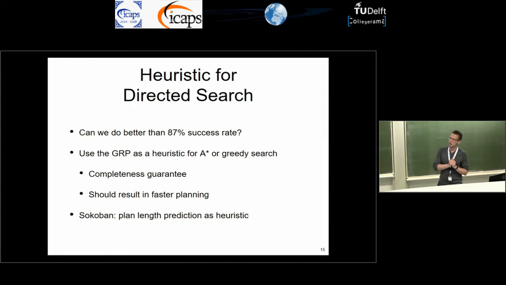And so what if we want the 100% success rate that conventional planners give us? Well, in this case, since we were able to get an 87% success rate, we know that some structure must have been learned. And so we can exploit this structure and use it in conjunction with some kind of search algorithm, such as A* or greedy search. And this instantly gives us a completeness guarantee. And if the learned structure is relevant, this should improve performance. So in Sokoban, we use the plan length as the heuristic.